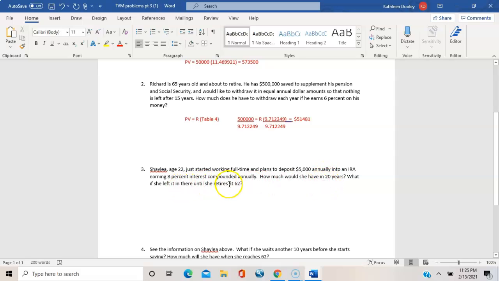Okay. And then what if she waits until she's 62? So that would be 40 years from now. So let's do the 20-year part first. Okay.